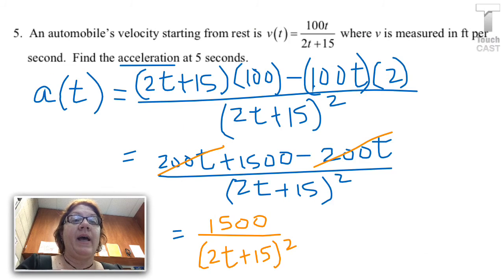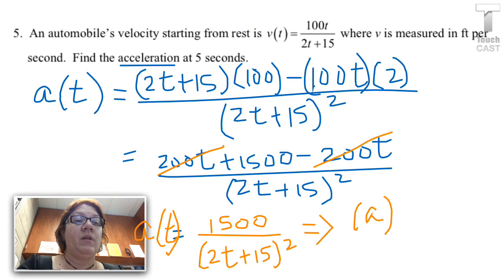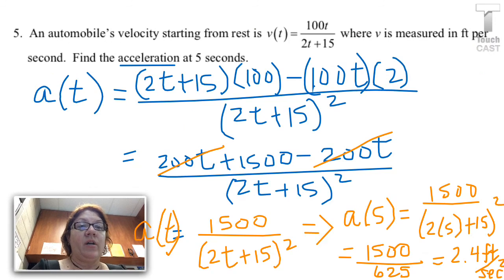And then I'm supposed to find it at 5 seconds. Remember, this is a of t. So I'm going to plug in 5. And I'll have, oops, I didn't mean to do that. So check all of your math calculations, and I get 2.4 feet per second squared. Acceleration is feet per second squared.